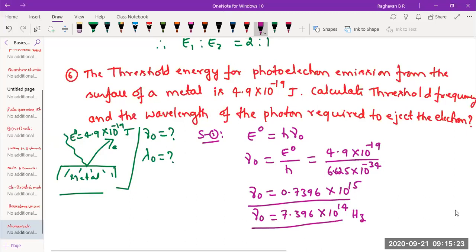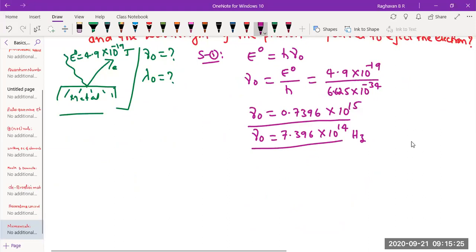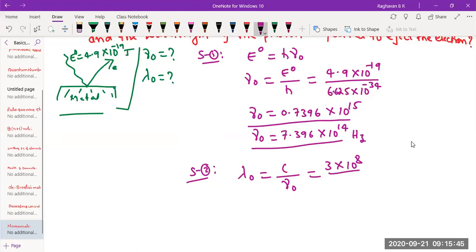What is the next stage? Step 2. In step 2, you calculate the wavelength, lambda naught. So lambda naught is equal to C by nu naught. Nu naught is found out. C we know, the velocity of light. C is 3 into 10 raised to 8 divided by 7.396 into 10 raised to 14.